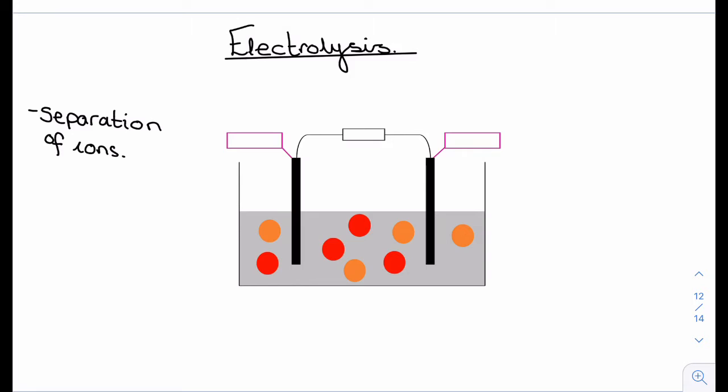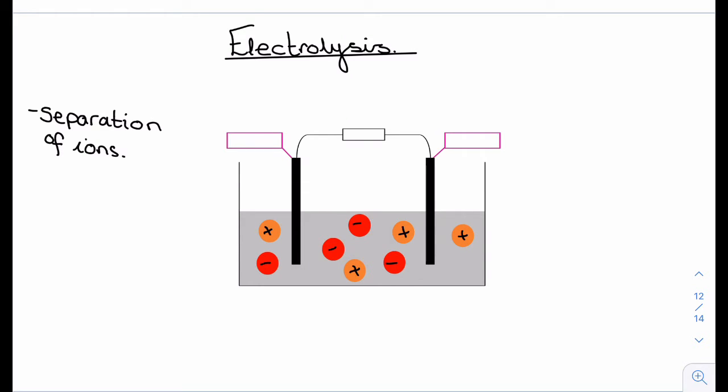So it's separating the ions, so it might be sodium chloride and you want sodium on its own, so a way of separating that sodium from the chlorine is to use electrolysis. So in that case you would have your positive sodium ion, so we're going to do that with the orange colour, and the chlorine negative ions would be the red ones.